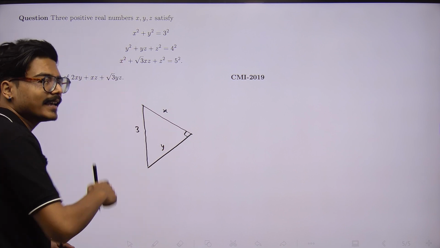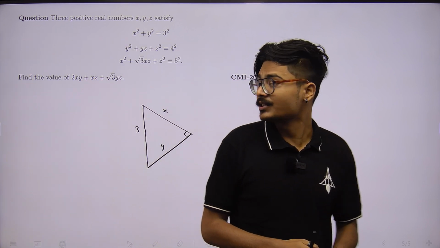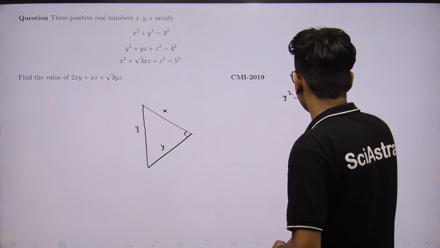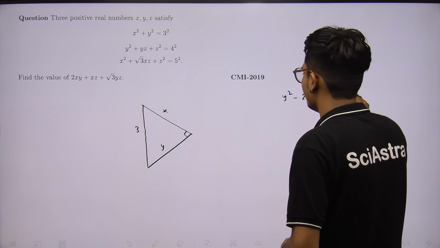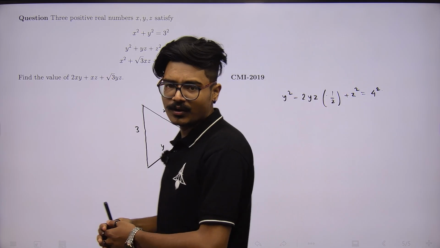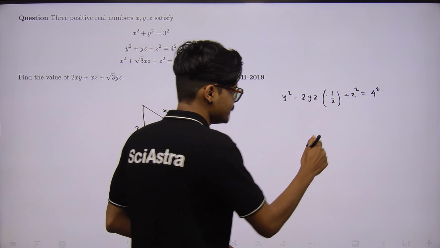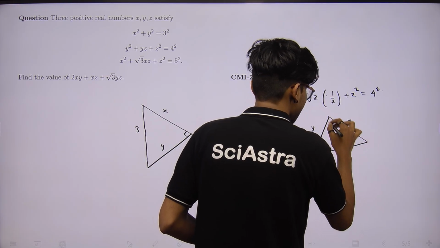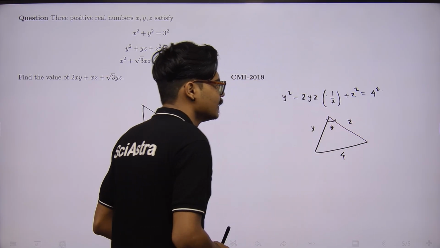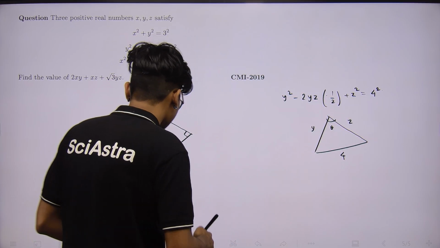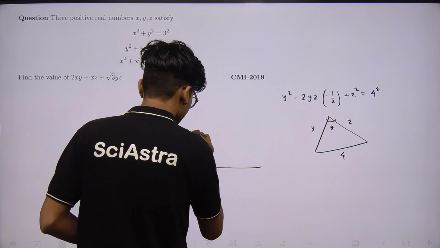Now if we look at the second equation, we can rearrange the second equation like this. This is nothing but y square minus 2yz times minus half plus z square equal to 4 square. Now this should remind you of the cosine rule. So from here you can say that there is a triangle with side lengths y, z and 4, and this angle in between theta is such that cos theta is minus half. So from here we can say that the value of theta is going to be nothing but 120 degrees, right?